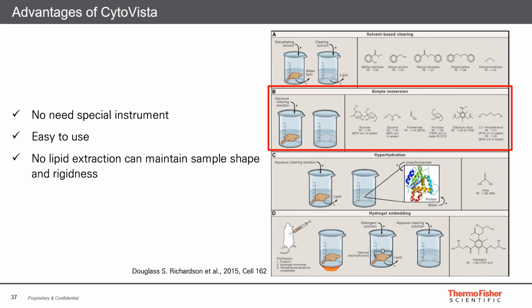The right picture of this slide shows 4 types of clearing method. Each method has its own advantages and disadvantages. CytoVista is like B, simple immersion. You can see there is no repeated extraction compared to other methods.